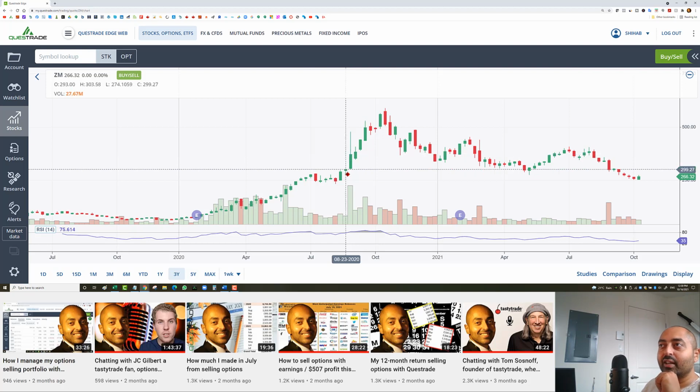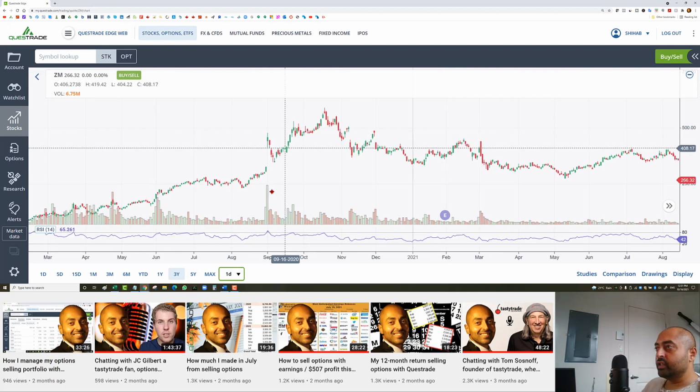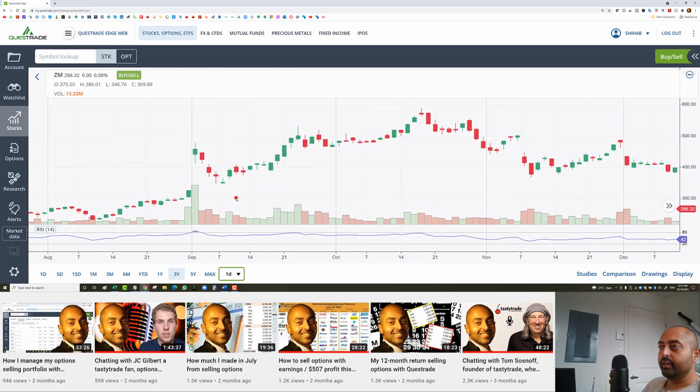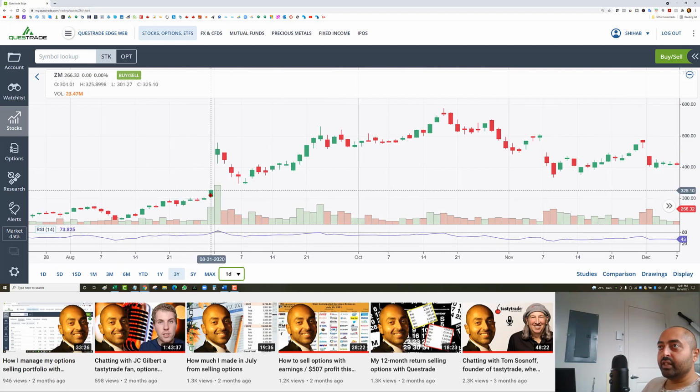If someone had done a short straddle on earnings, here I changed the layout of the chart so it's more obvious now. I changed it to daily candlesticks. So you can see here the stock closed at 325 August 31st, and then September 1st the stock opened at 439 and had a high of 478.